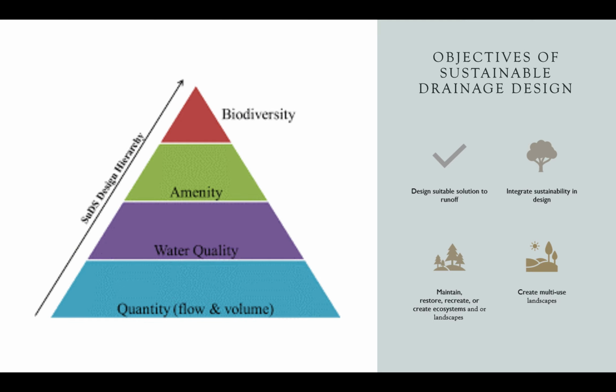On the left is a pyramid that shows the design hierarchy of a sustainable drainage design. First, we have quantity, and that is basically taking care of your solution to the runoff itself. Next, we have water quality, and that's keeping the water as pure as we can, removing as many pollutants or keeping pollutants from running down the drainage basin. Next, we have amenity, and lastly, we have biodiversity, which is trying to increase life and diverse life, which is very healthy for an ecosystem.